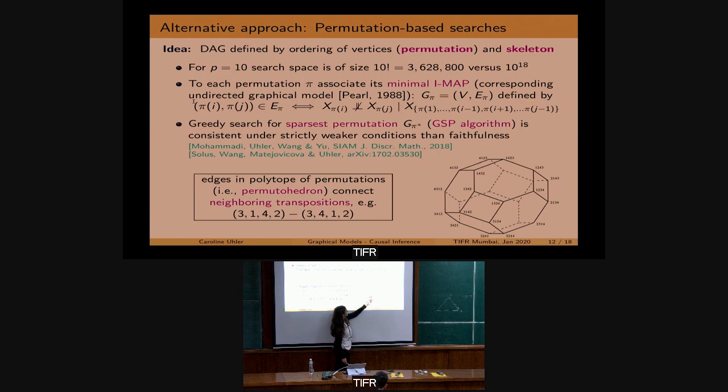Namely, I can permute the first 2 guys, I get to 1, 3, 4, 2 in this case. I can permute the next 2 guys, I get to 3, 4, 1, 2. Or the last 2 guys, I get to 3, 1, 2, 4.